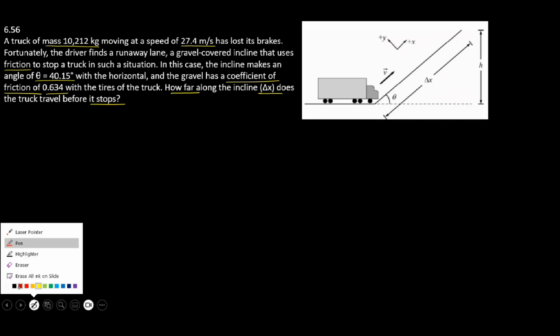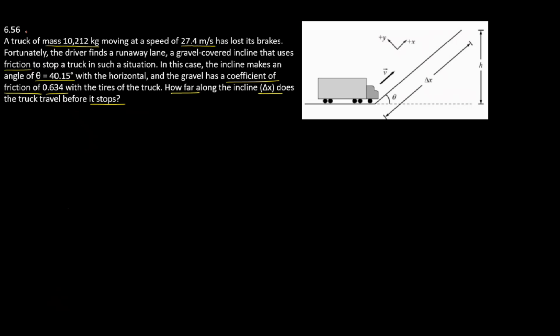So the question has given me a truck which has a mass of 10,212 kilogram. And this truck is moving with a speed v, which I will call its initial speed v1. So let this be the position 1 of the truck, and at this position I will call its speed v1. v1 is given to be 27.4 meter per second.